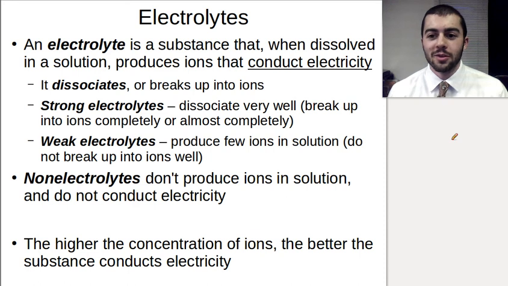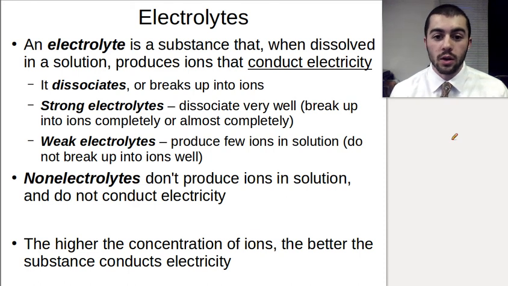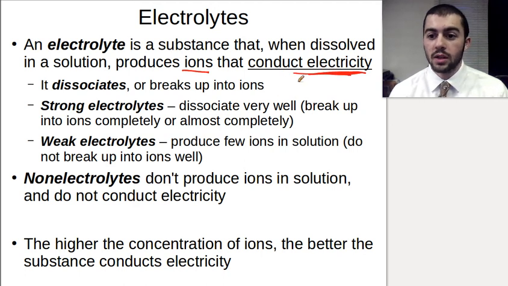In this Regents chemistry video, we're going to talk about electrolytes and what they are in terms of solutions and what they mean. An electrolyte is a substance that, when you dissolve it into solution, produces ions that conduct electricity. This is the important part: it produces ions, which cause the solution to be electrically conductive. These electrolytes dissociate, or break up, into ions.